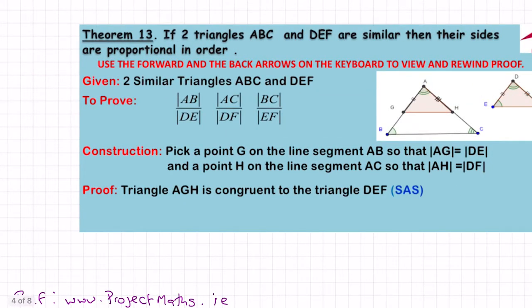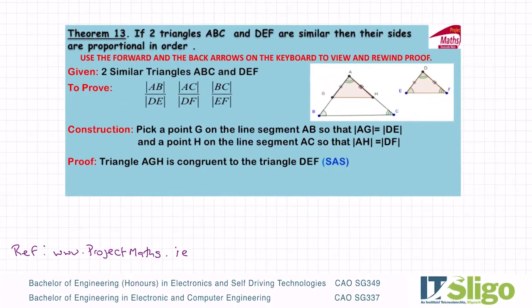Okay, and the proof then. Okay, so the proof. The statement: triangle AGH is congruent to the triangle DEF through SAS. And we would have done congruent triangles again as in Theorem 11. So triangle AGH is congruent, that's what those three lines mean, to triangle DEF through side, angle, side.